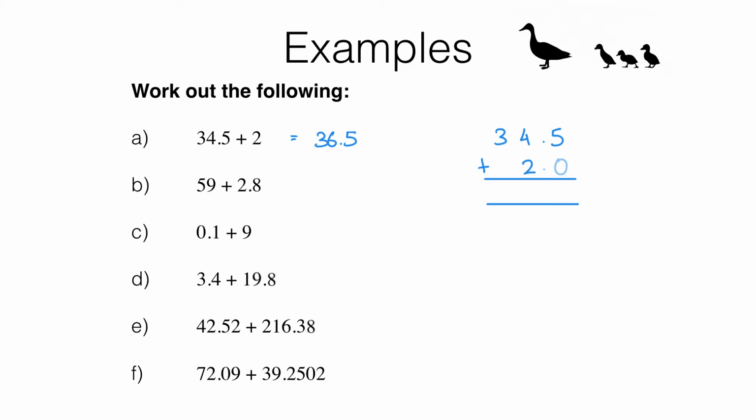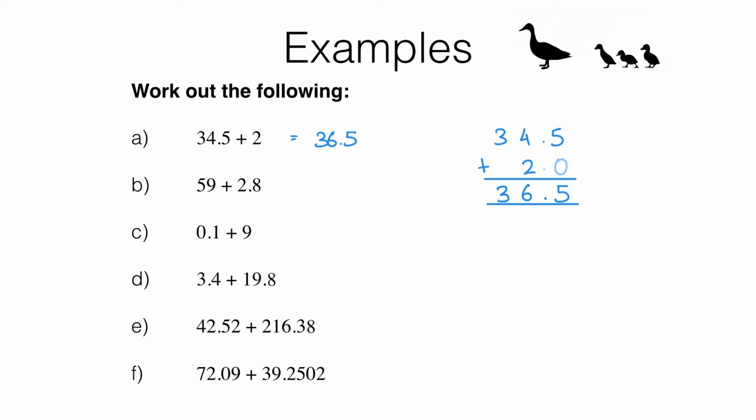Now, just adding these, we get 5 plus 0 in the tenths column, which is 5. Don't forget the decimal point there. Then we've got 4 units plus 2 units, which is 6 units. And then we've got 3 tens plus no tens here, and that gives us 3 tens altogether. So our answer is 36.5, which is what we got.